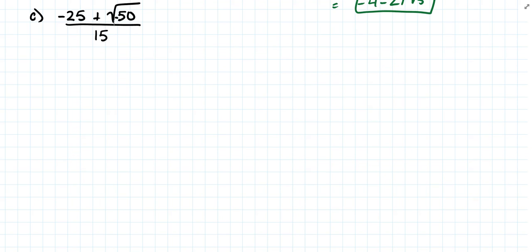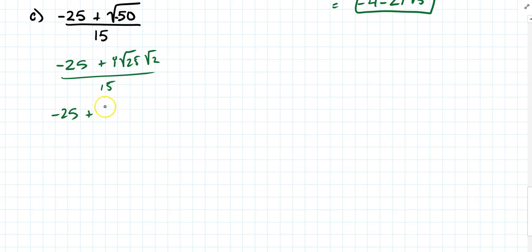Okay, part C says negative 25 plus the square root of negative 50, over 15. So follow along with me as we do this example here. So this is going to give me negative 25 plus i radical 25 radical 2 when I break up the square root of negative 50, all divided by 15. So this is negative 25 plus 5i radical 2, over 15.